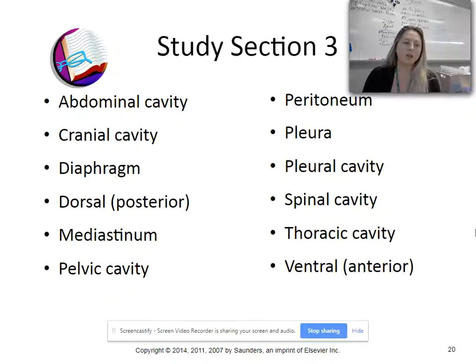Okay, so make sure you know which one is your abdominal cavity, what is your cranial cavity, your diaphragm. What does dorsal mean? Okay, it means posterior, you're behind, right? So I drew that picture of the dolphin with the dorsal fin in class. And we have the mediastinum, okay, pelvic cavity, peritoneum, pleura, pleural cavity, spinal cavity, thoracic cavity, and ventral, which is the front. Okay.